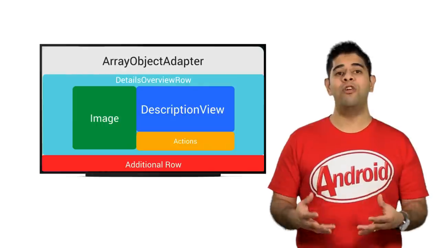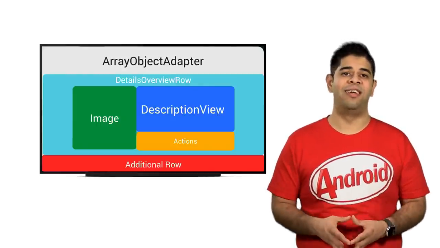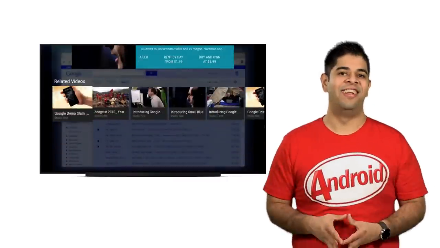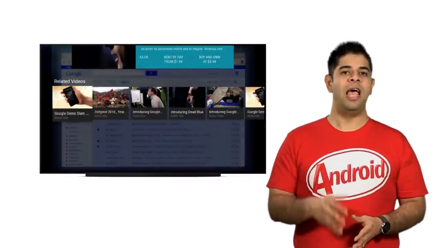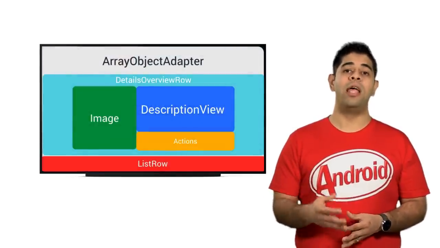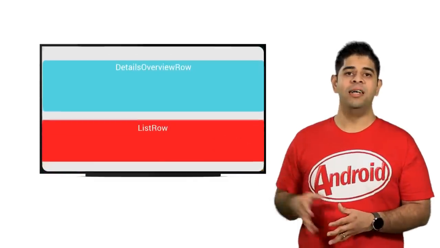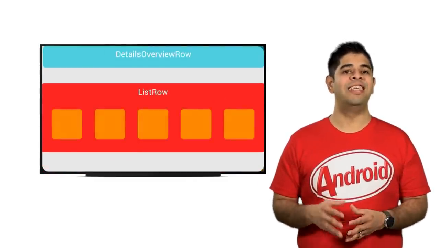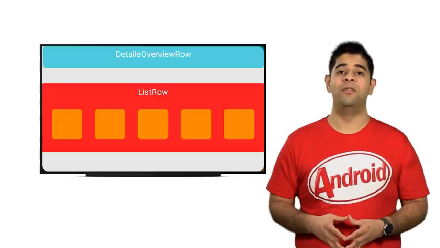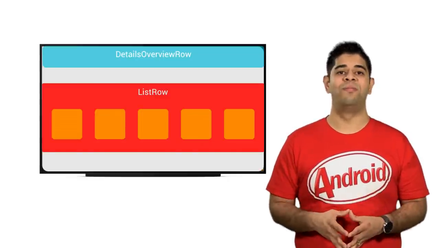For displaying the description view, you can use the abstractDetailsDescriptionPresenter class. It is also possible to add more content, such as related videos. And to do so, you can add an additional row into the array object adapter with a presenter to display them. Here, an additional list row object is at the end of the array object adapter with a list of related videos. And again, the list row presenter is used to display this row.